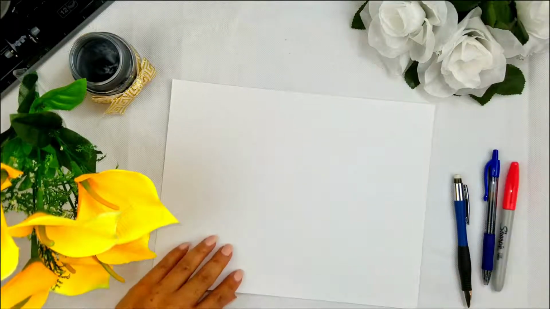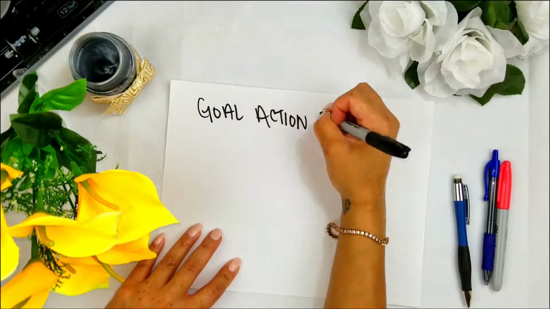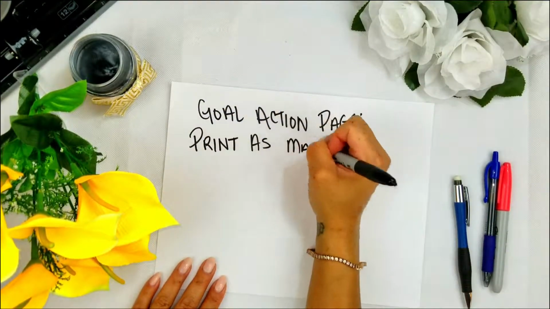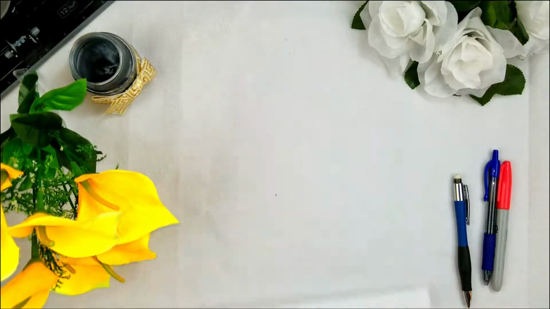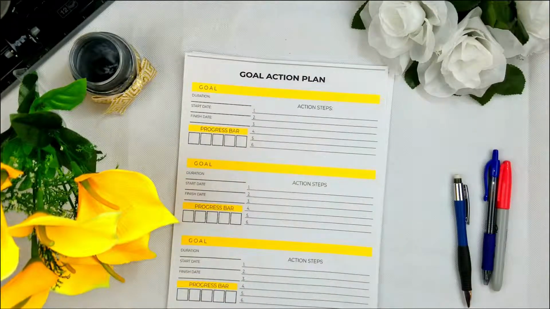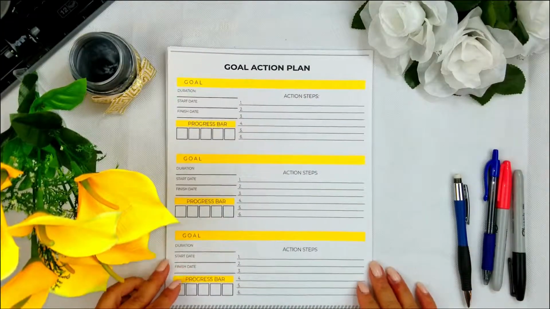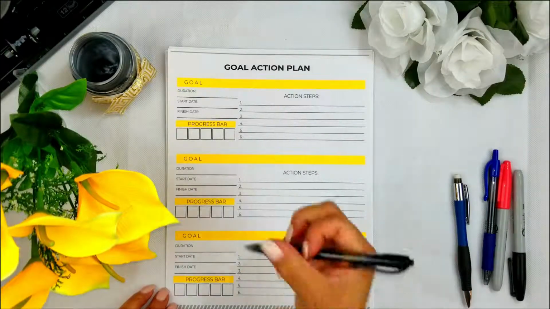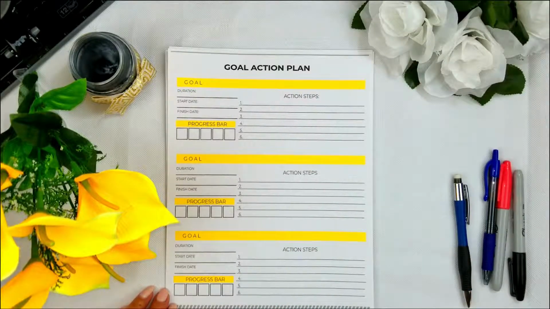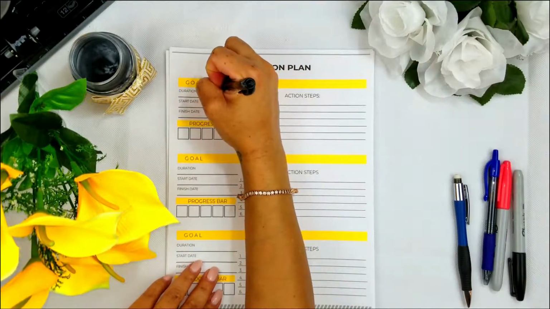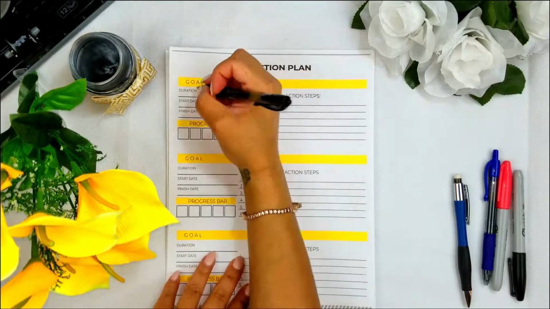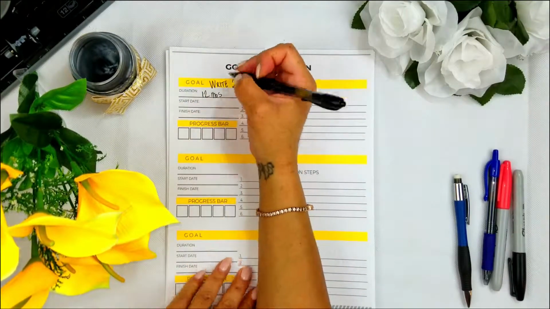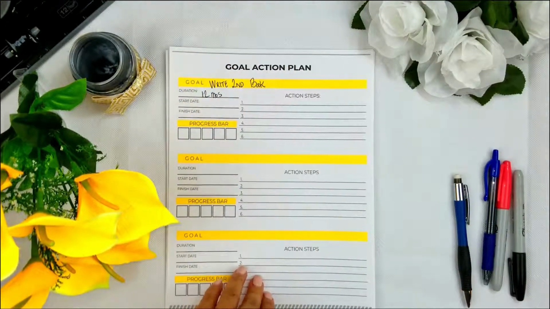Next is the goal action page, and you can print as many as you need, and each page fits an action plan for a total of 3 goals. On this page, you will create an action plan for each goal you determined in the previous section. You will start with writing the goal in the title, then declare the duration of time it will take you to complete by determining its start date and its finish date, which will be the deadline you previously dictated.